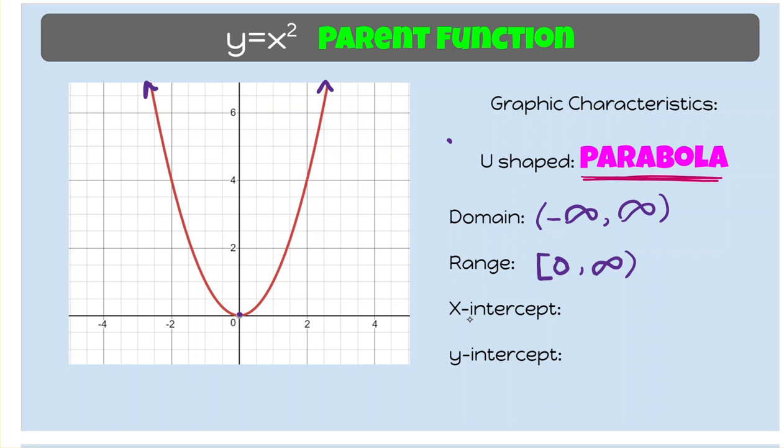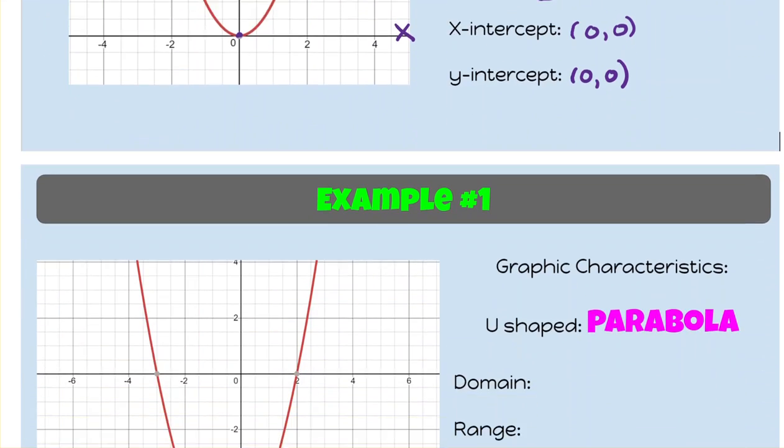Okay, in this case, this parabola has one x-intercept. Remember, the x-intercept is where our graph touches the x-axis. So in this case, our x-intercept is at the coordinate point 0, 0. Our y-intercept is where our graph is touching our y-axis. And again, same thing, our y-intercept is also at 0, 0. So this is for the parent function, but you can have lots of different graphs of parabolas.